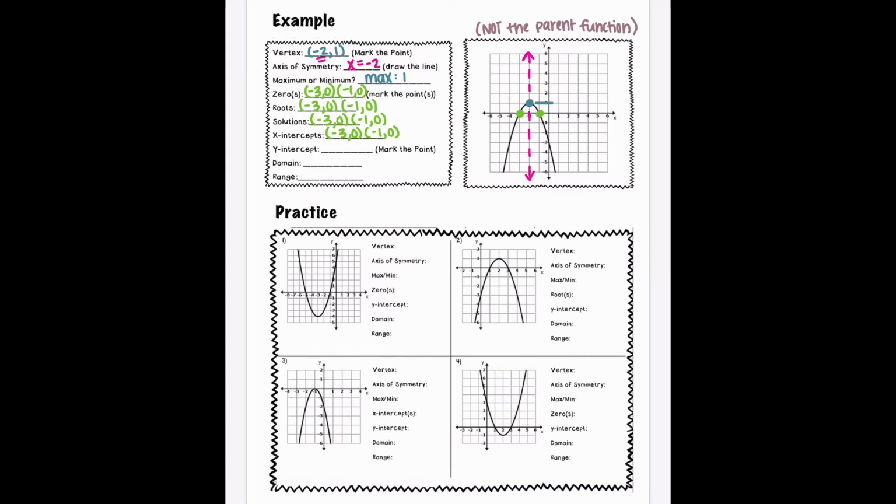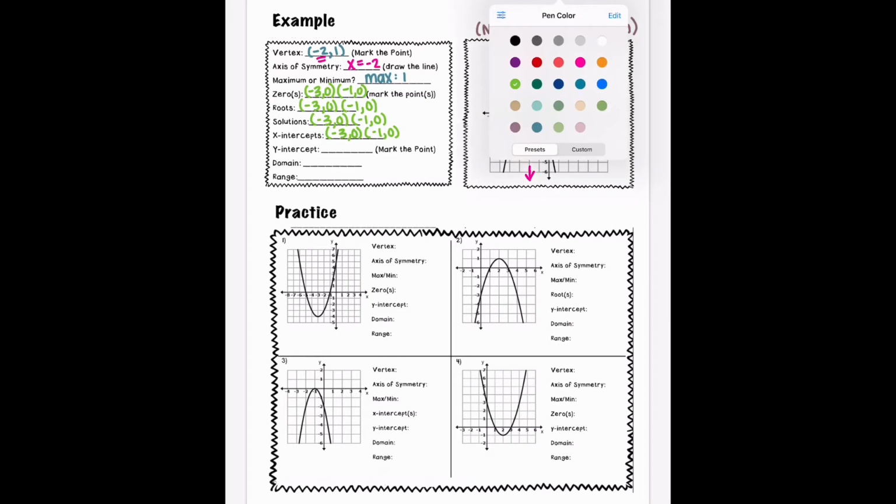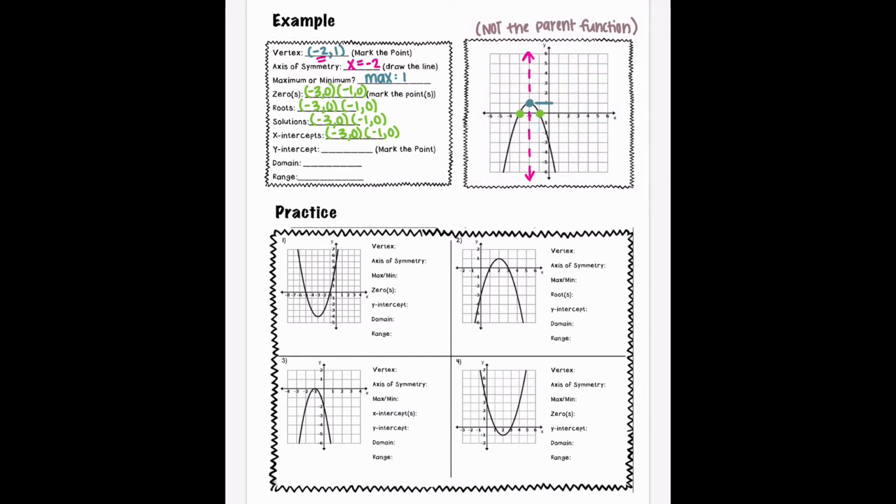Y-intercept. This is one we haven't talked about yet. But the y-intercept is the same type of y-intercept that you talked about in Math 1. It's where the graph crosses the y-axis. So the graph crosses the y-axis at -3. So that's the point 0, -3.